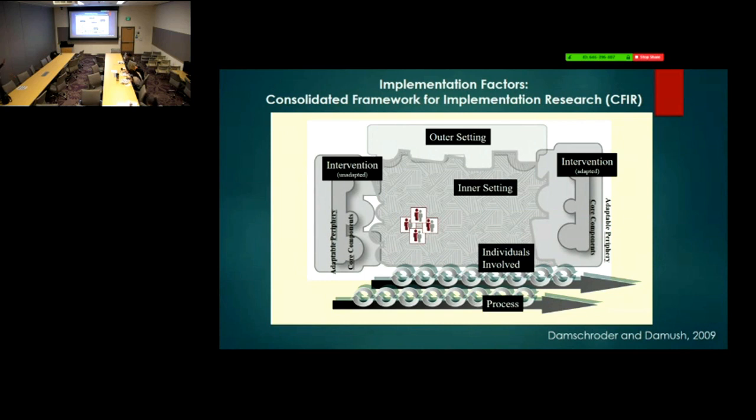So they're using CFR to examine all the different reasons why the programs that got implemented across the country didn't reduce readmissions. What about those programs didn't work? Okay, so this is just an example of one framework.